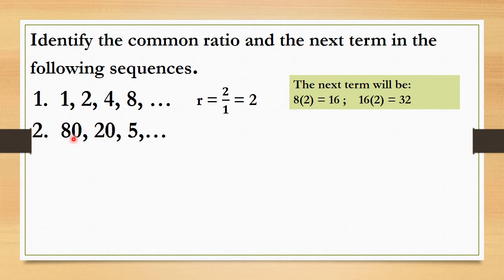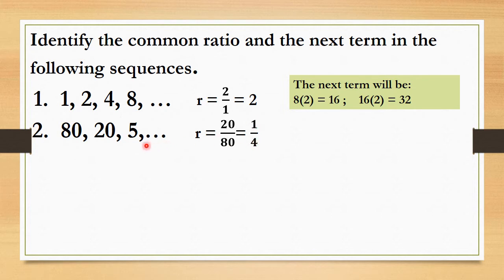Next, number 2: 80, 20, and 5. To find the common ratio, let us divide 20 by 80. Ang 20 at saka yung 80 ay divisible by 20. So 20 divided by 20, we have 1. 80 divided by 20, we have 4. So our common ratio is 1/4.